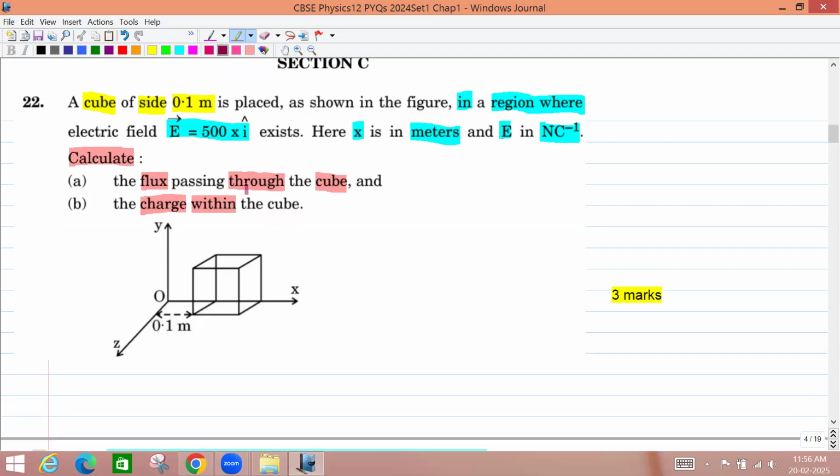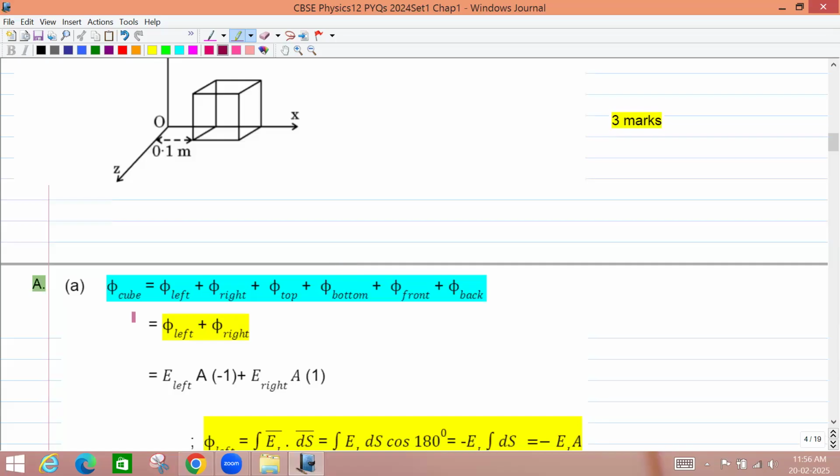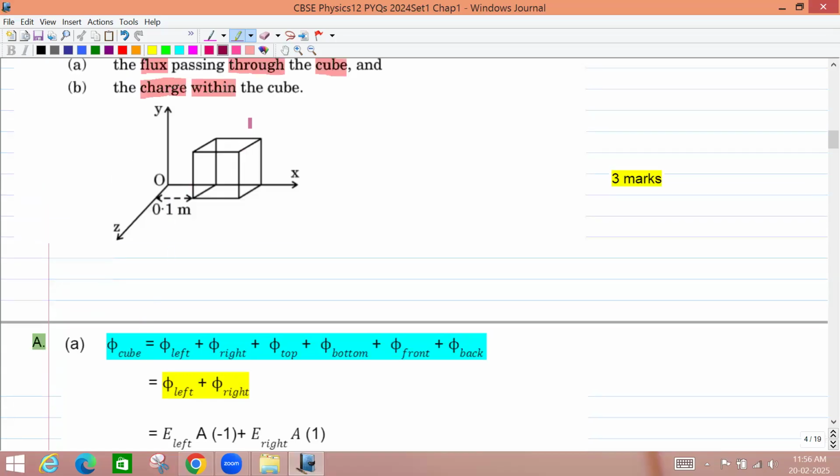A part is you have to find the flux through the cube. So the flux through the cube is the sum of the flux through the left face, plus the flux through the right face, the top face, the bottom face, the front face, and the back face. So there are 6 faces of the cube. So the flux coming out of the cube is the sum of the flux coming out of the individual surfaces.